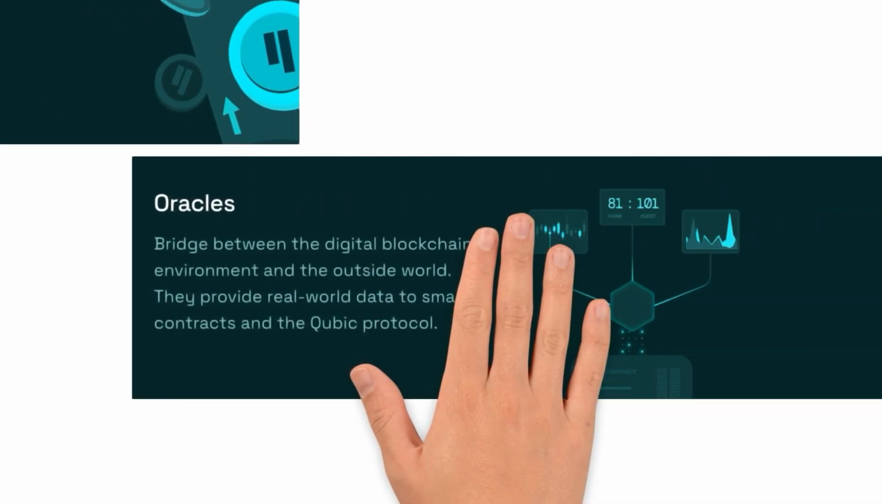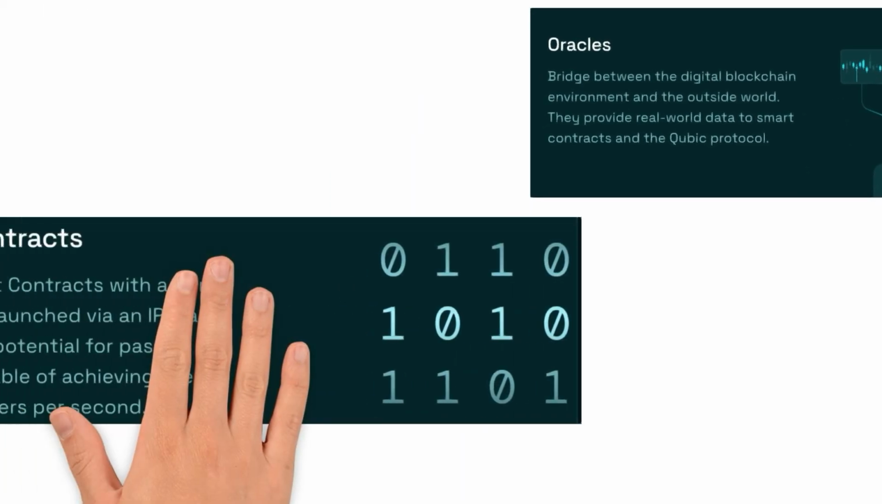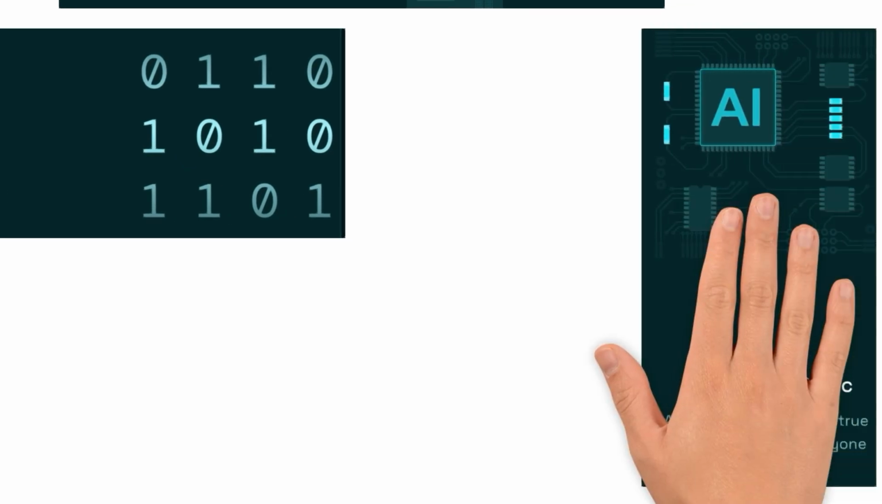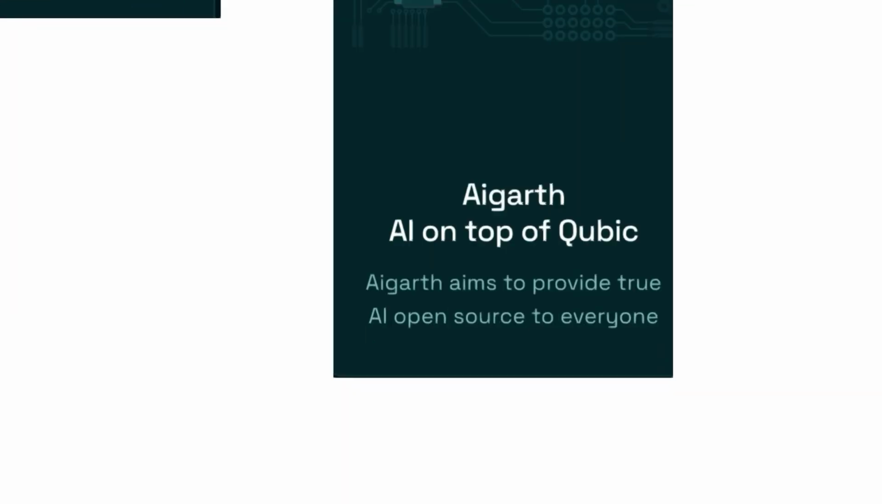Additionally, Qubic has oracles, which are a bridge between the digital blockchain environment and the outside world. They provide real-world data to smart contracts. And of course, Qubic has a unique smart contract with a burn mechanism launched via IPO and offering the potential for passive income, capable of achieving over 55 million transactions per second. All this is backed up with the smart AI system called Aigarth, which is built on top of Qubic.